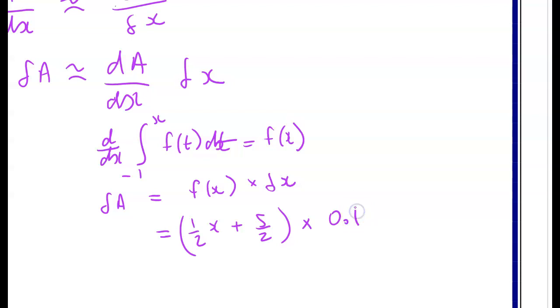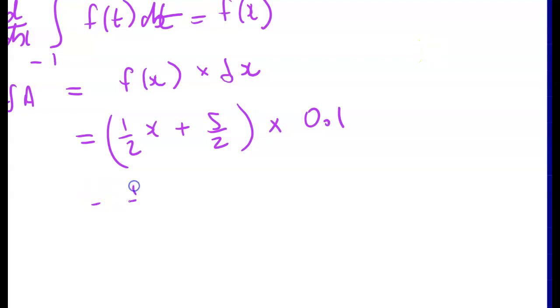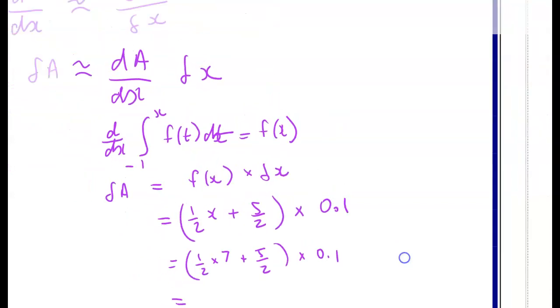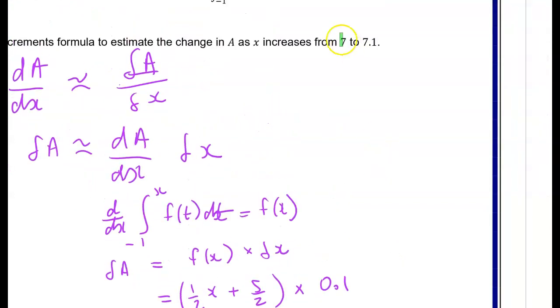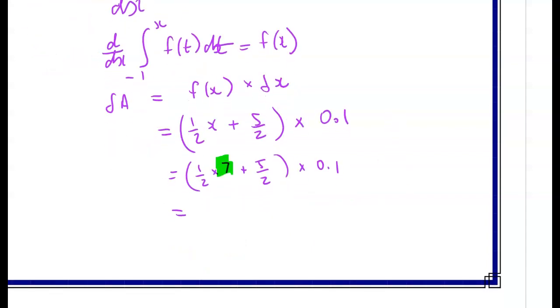So your delta x is 0.1. So the x value starts at 7, because 7 is the start point of the change. There it is there. So that becomes your x value. And then the difference from 7.1 and 7, that's where your 0.1 comes from, which is 0.6.